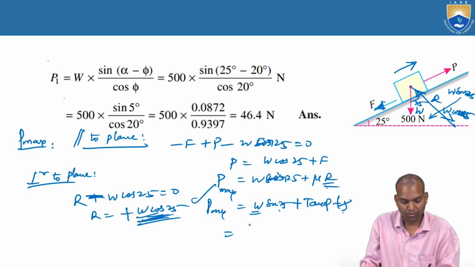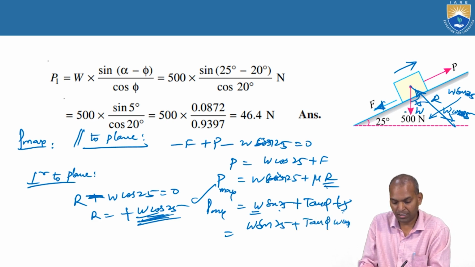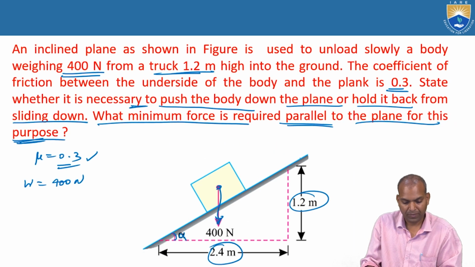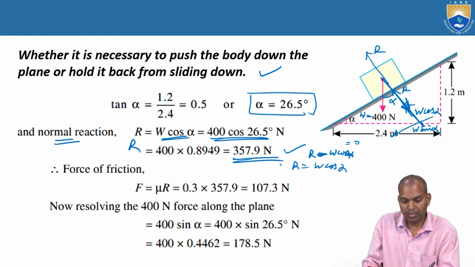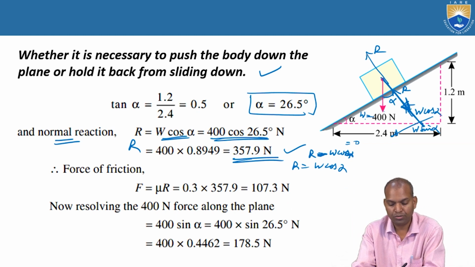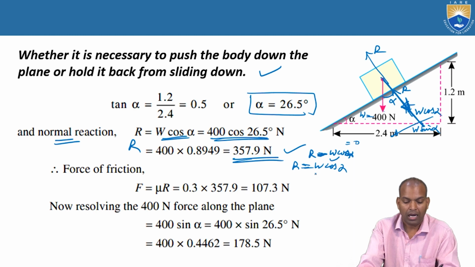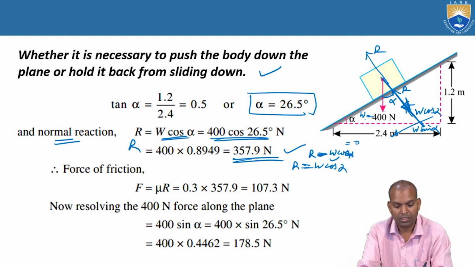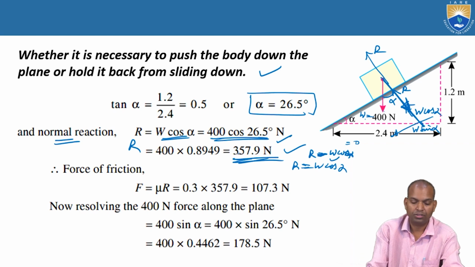Here that is also W times sin 25 plus tan phi times W cos 25, because W is in the downward direction. Now R is upward positive, minus W cos alpha equal to 0, then R equal to W cos alpha. R equal to W times cos alpha, that is 400 times cos alpha, 0.8949, that is 357.9 newtons.